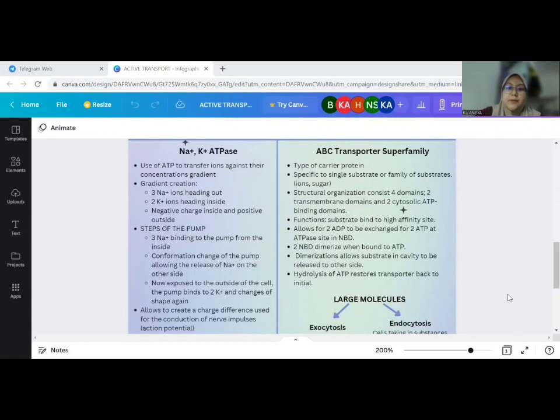I will explain about the ABC transporter superfamily. The ABC transporter superfamily is a type of carrier protein. It is specific to a single substrate or family of substrates, ions, and sugar. They consist of 4 domains, which are 2 transmembrane domains and 2 cytosolic ATP binding domains.